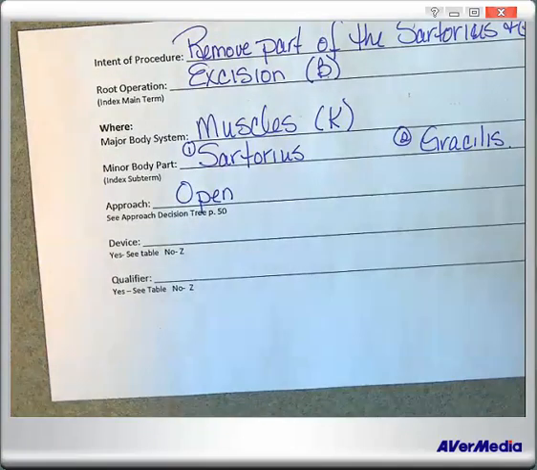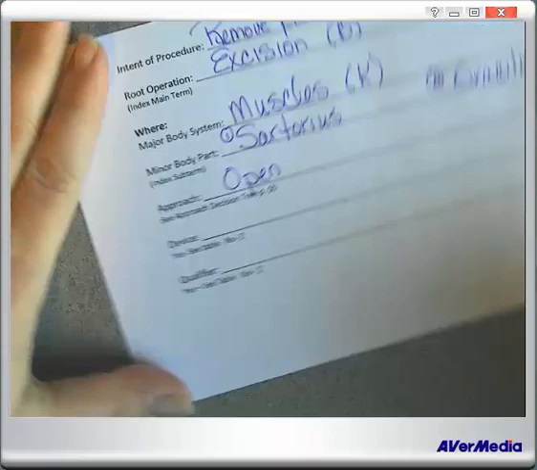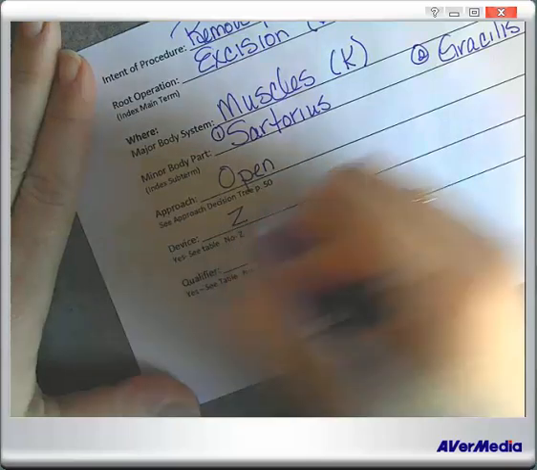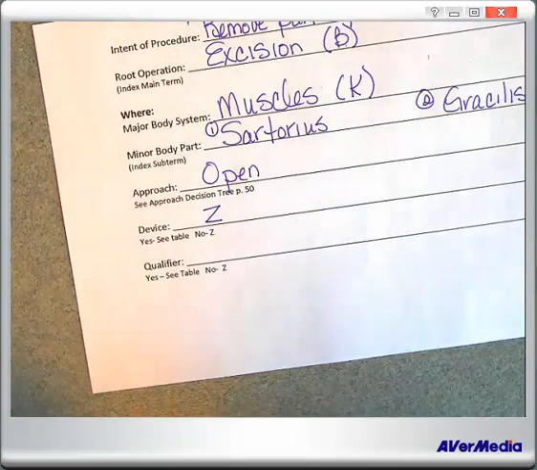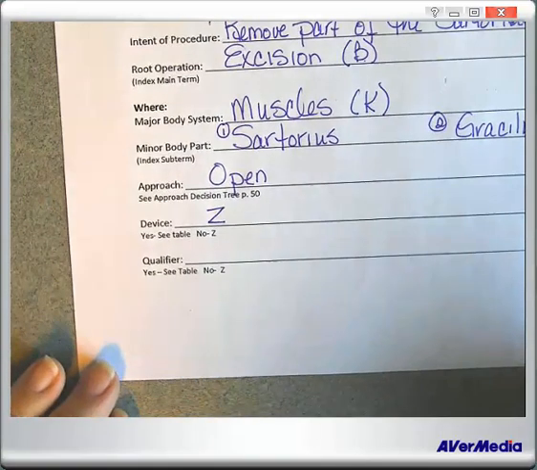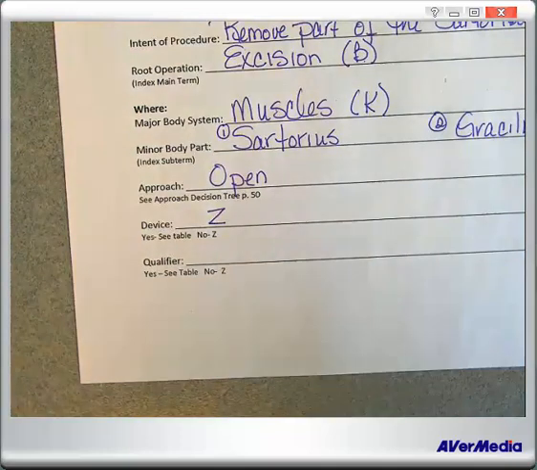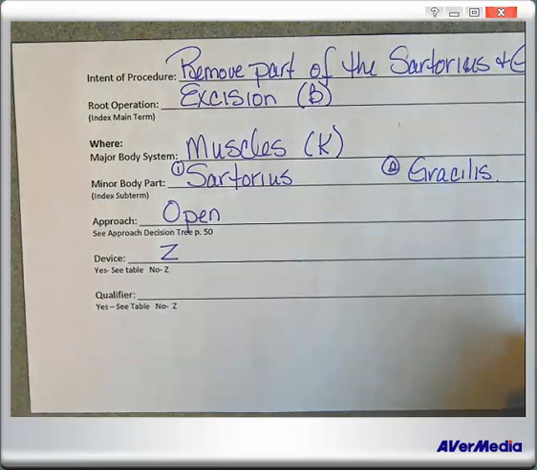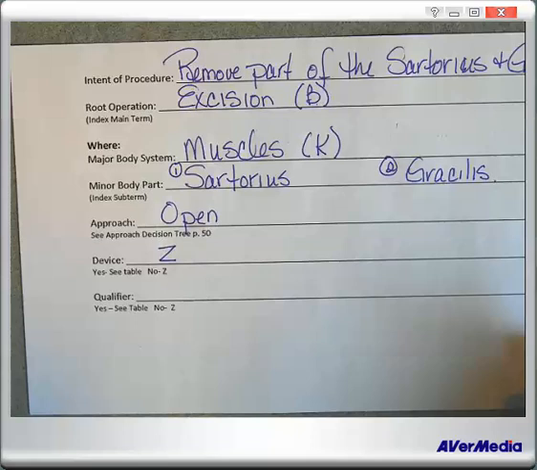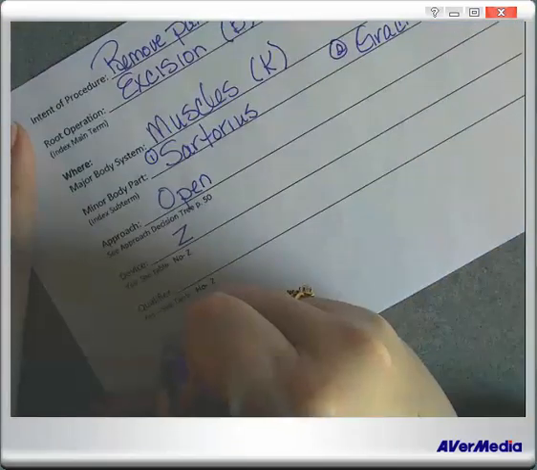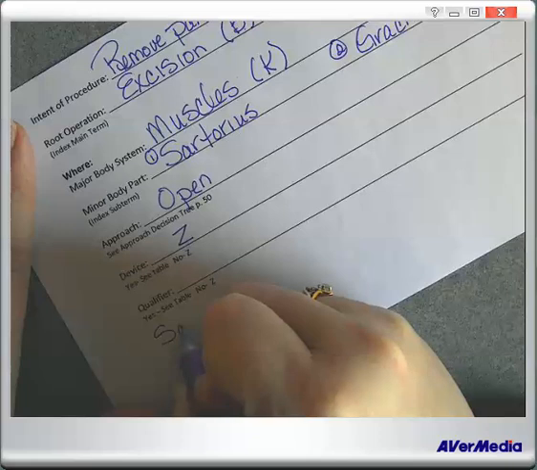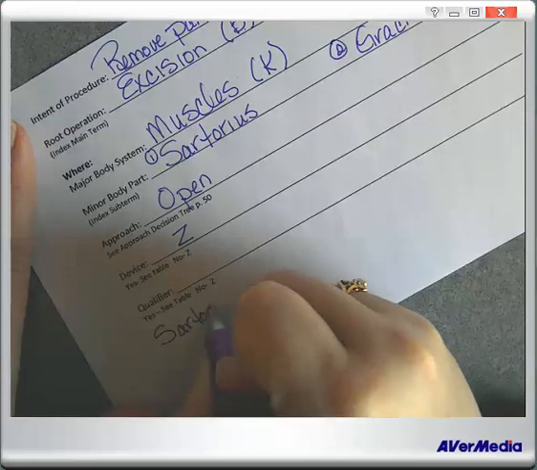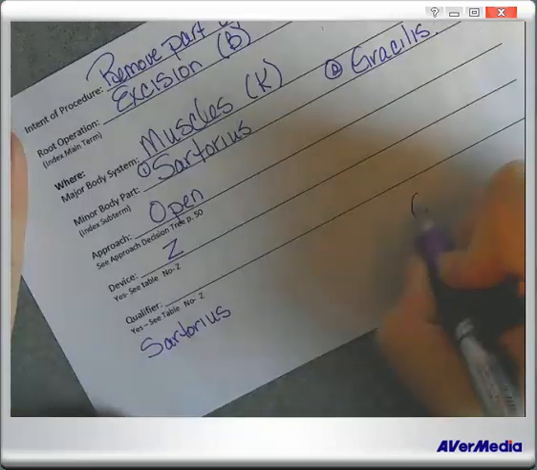It does not tell us there was a device, so there's no device. And we don't know yet if we have a qualifier, except for the fact that we know we don't have a qualifier of X, because this does not tell us it was diagnostic. It's an excision of the sartorius muscle and excision of the gracilis muscle, right upper leg. So let's say sartorius and gracilis.